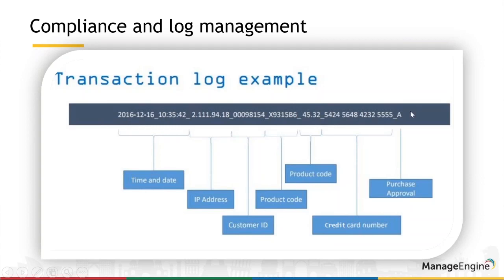Now, this log entry has some very crucial personal information. If you just take a closer look at the transaction log here, you have two factors that pertain to PII, personally identifiable information. So you have the customer ID right here, and you also have the credit card number. Now, if this log falls in the wrong hands, you know what is the end result.